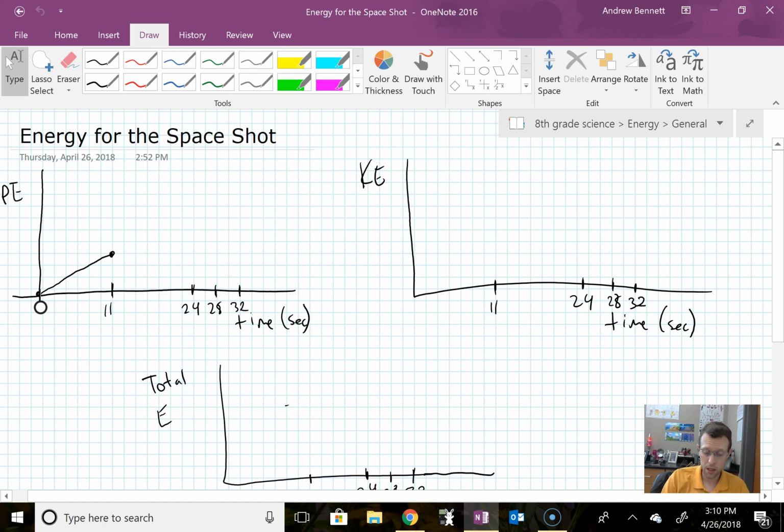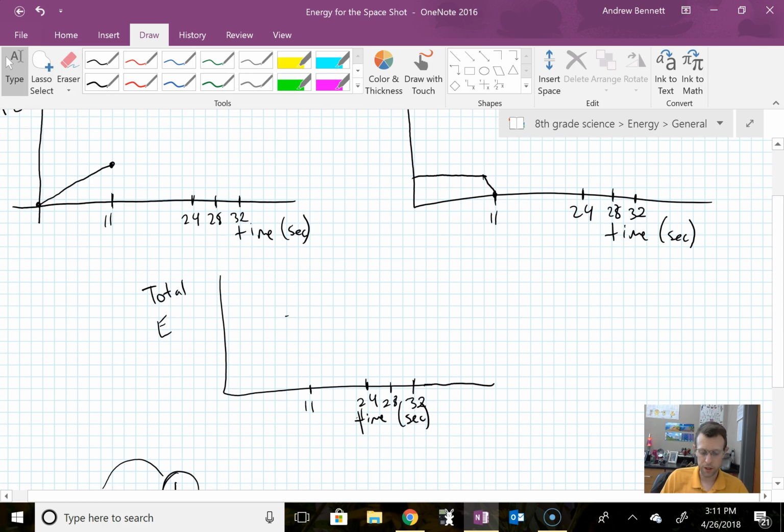So kinetic energy, since it's staying at a constant speed, we'll have a constant kinetic energy. Since it's a slow speed, it'll be a low number for kinetic energy. So a low constant kinetic energy to begin with. And then just right at the end, we're going to drop down to 0 kinetic energy because it stops right at the end of that motion.